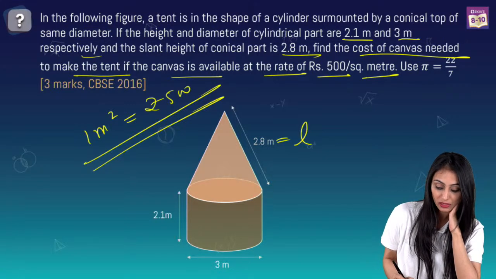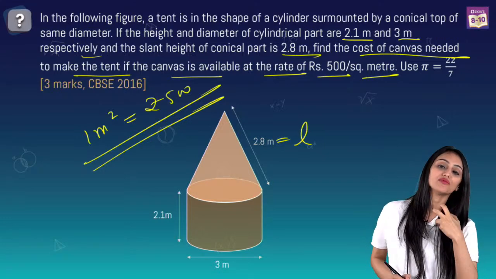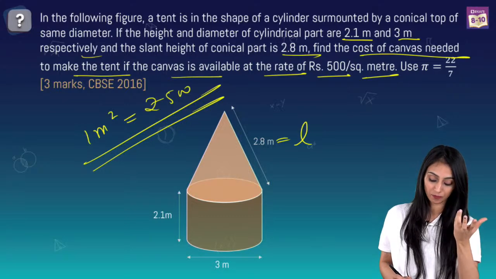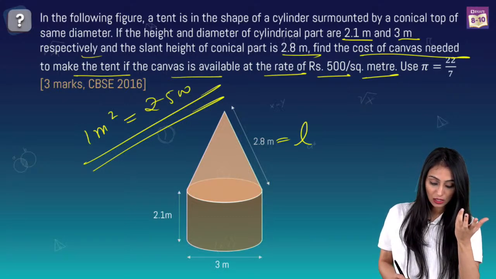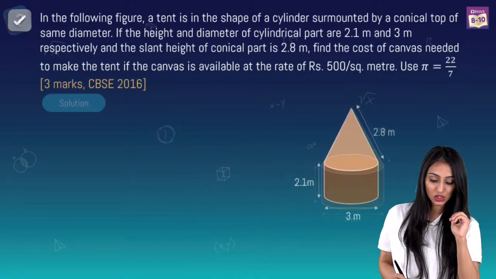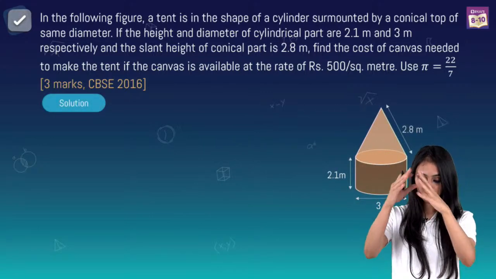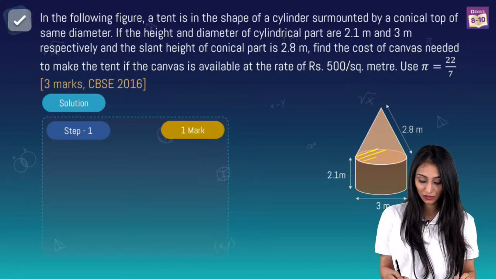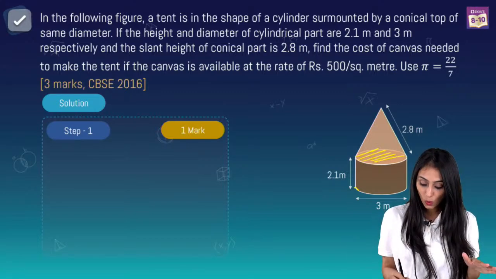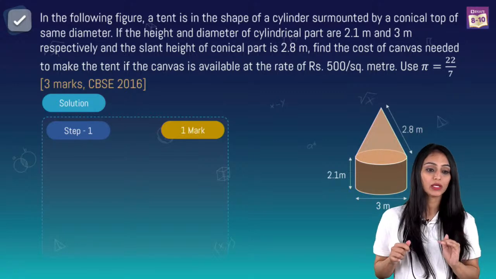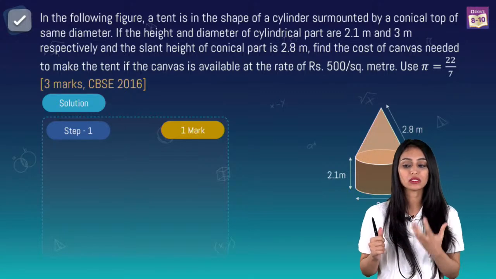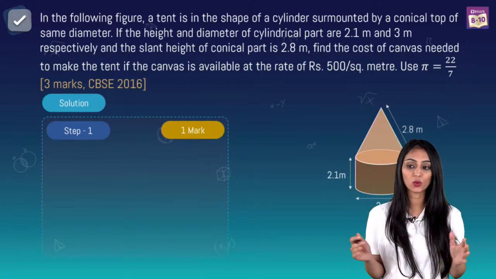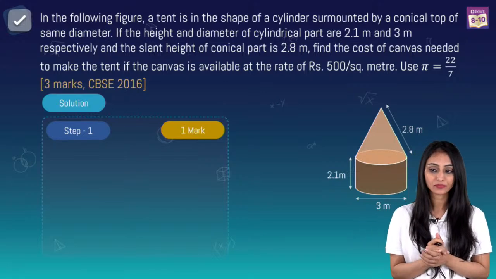So one simple thing, when we are talking about the cost of canvas, I need to find out the area first, right? The amount of canvas that would be used, area. And when I say area, see this tent actually shapes like a cylinder which is surmounted by a conical top. So obviously there is nothing here. There is nothing here. This is empty. There is no tent at the bottom also. So what we will be doing is we will be finding out the curved surface area of both of them, the cone as well as the cylinder, right? And we are going to add them up, right?